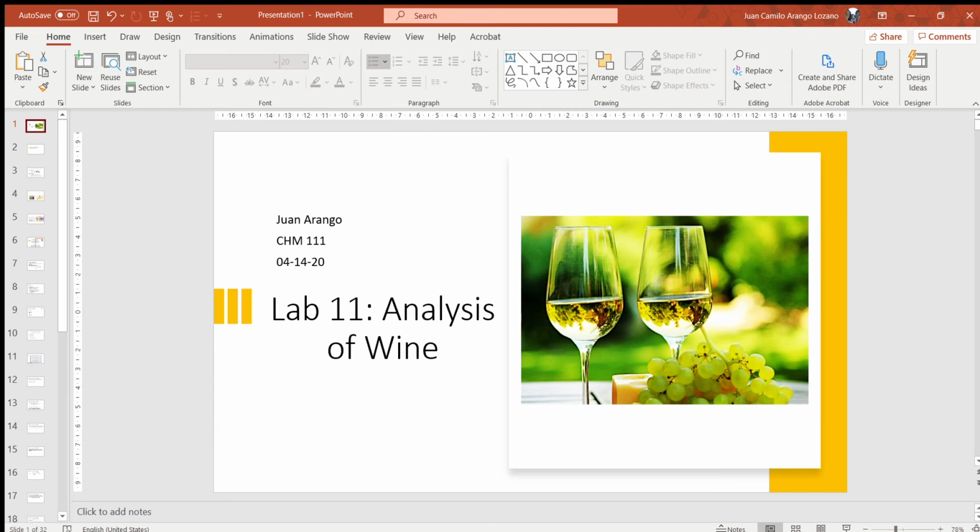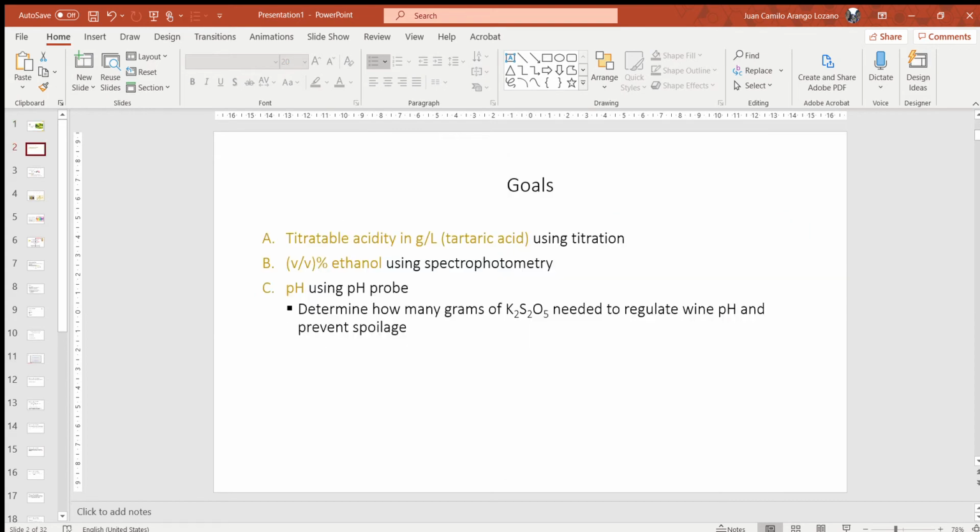Hi guys, this is the recording for laboratory 11, which is going to be analysis of wine. The goals for this laboratory are going to be to determine the titrable acidity in grams per liter of tartaric acid using the titration, determine the volume per volume percentage of ethanol using spectrophotometry, and determine pH using the pH proof. This part you won't actually do, you will only use the information available for your interpretation.